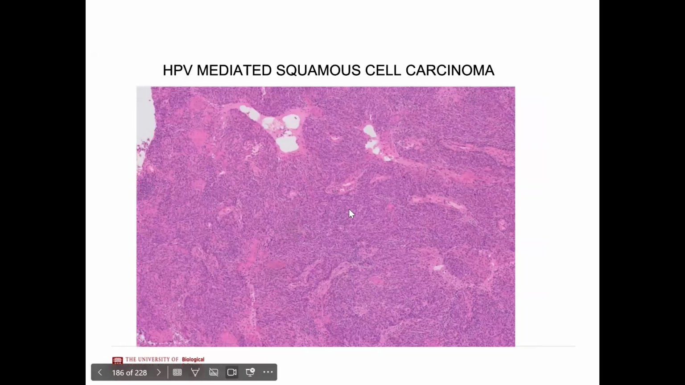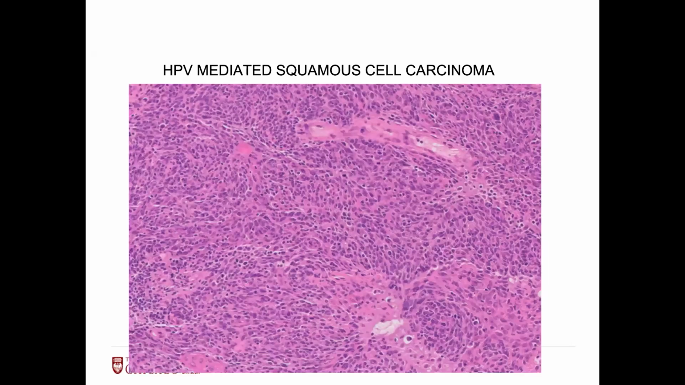HPV-mediated squamous cell carcinoma resembles that crypt epithelium. It's non-keratinizing. So the cytoplasm is often amphophilic to basaloid, and usually not that eosinophilic, dense cytoplasm. A little bit of maturation here and there is okay, but most of the time it's quite non-keratinizing.